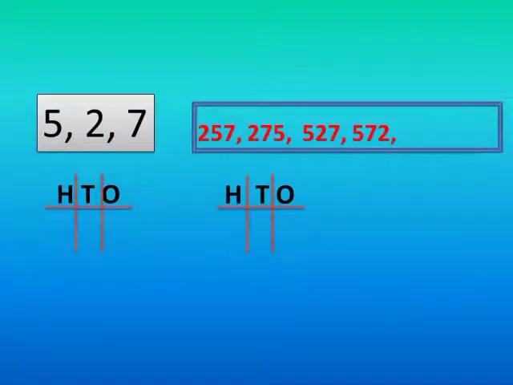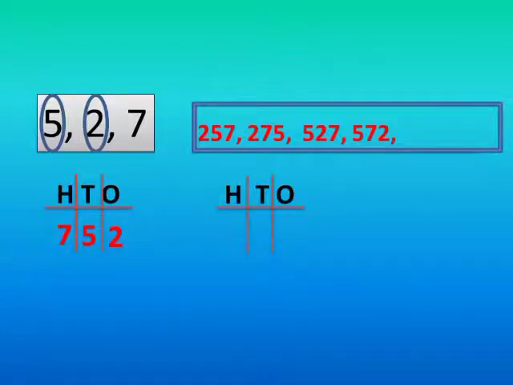Now, by taking the digit 7 in the hundreds column, we will write 7 in the hundreds place. Now, arrange the remaining digits, that is 5 and 2, at tens and ones place. Write 5 under tens column and 2 under ones column. Thus, the number formed is 752.